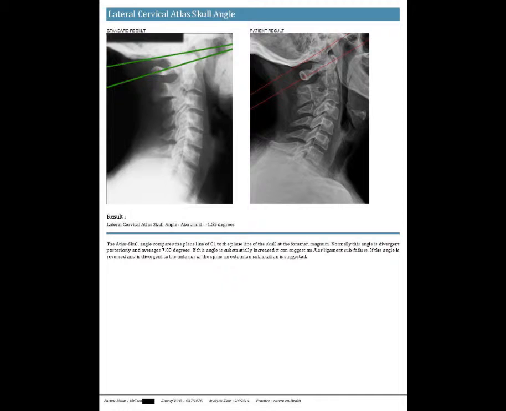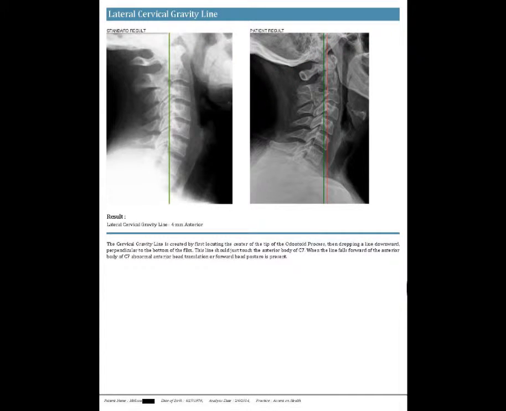With each image, the goal is to let the patient see the problem. I let them take it home. I don't read all this at the bottom. I don't read this information on each report, the normal text. I let them take that home and read it themselves. They can go over it and learn about it. In this case, it shows a 4 millimeter anterior translation, so weight bearing is going to be abnormal in their cervical spine.